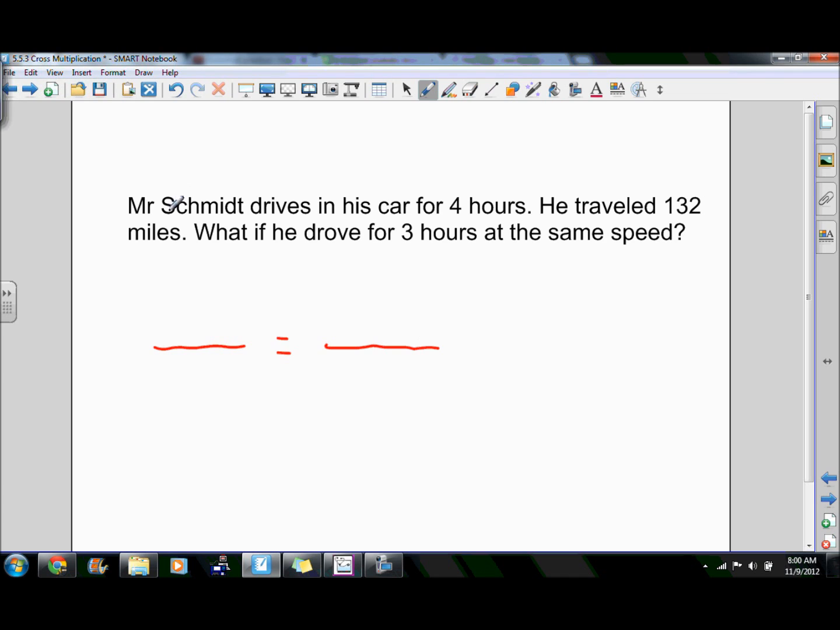So I have Mr. Schmidt drives in his car for 4 hours and he traveled 132 miles. Well, that's our first information. So I'm going to put 4 hours on the top here. You could put it on the bottom. Okay, and I'm going to cross it out because I used it. And he traveled 132 miles. Put it there. Okay? Now, because we did hours and miles on this part here, that means this has to be hours and miles as well.